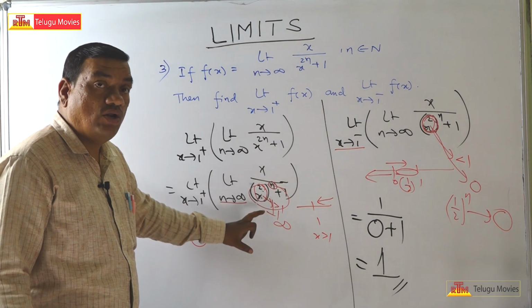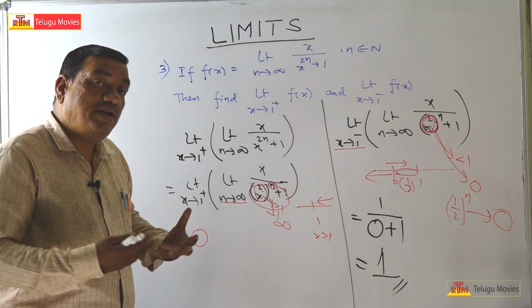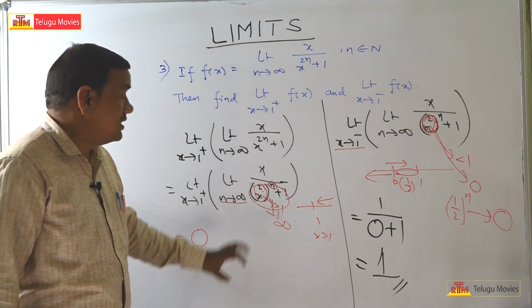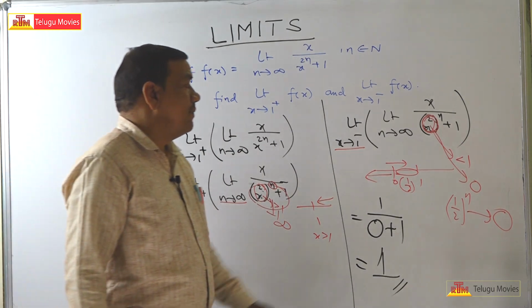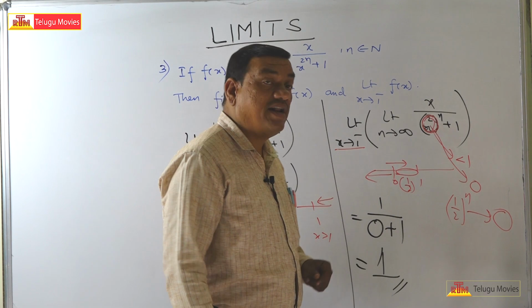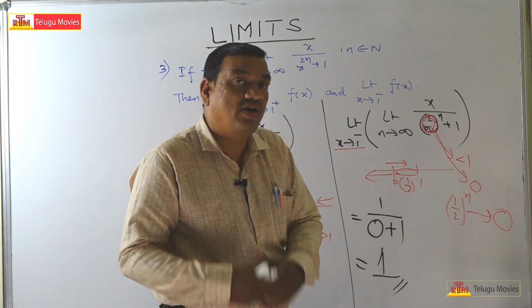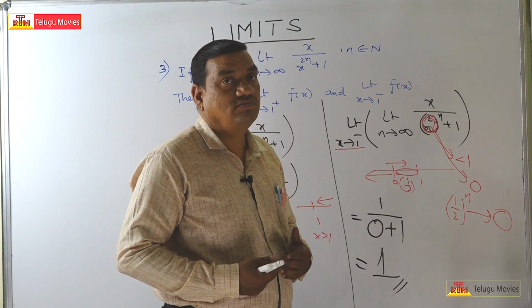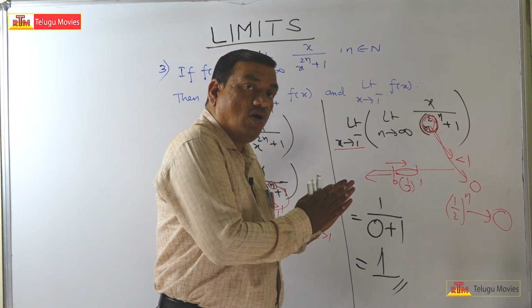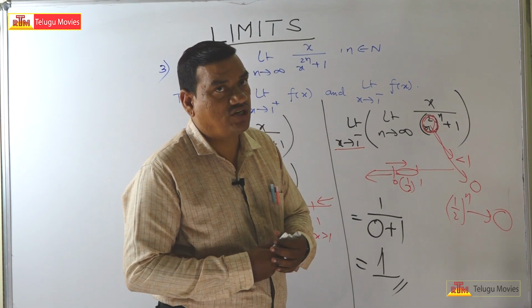One finite value upon a denominator that is going on increasing, therefore the total fraction approaches 0. But here x tends to 1 minus, which means the x value is less than 1. Therefore, x square value is still less than 1. That means it will become some proper fraction.